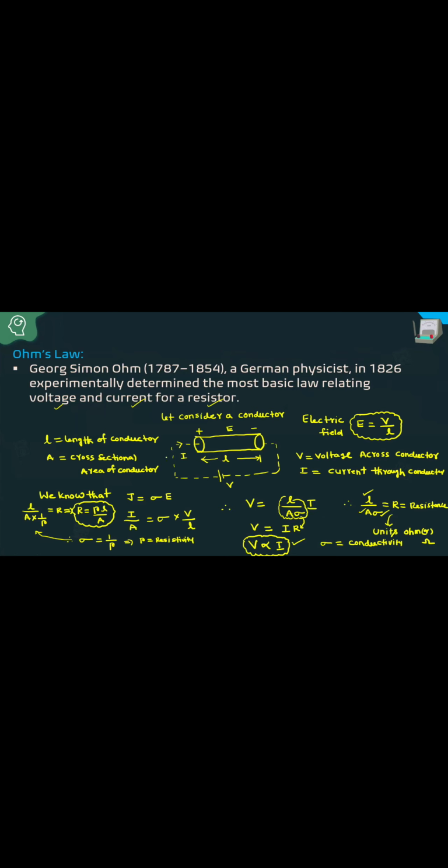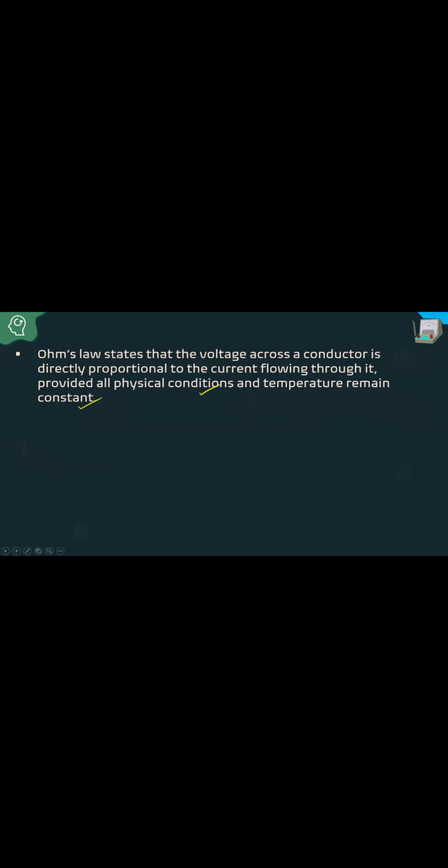Ohm's law states that the voltage across the conductor is directly proportional to the current flowing through it, provided that all physical conditions and temperature remain constant. L is constant, sigma is constant, A is constant, temperature is constant. Provided that all these conditions are constant, then V is proportional to I. It is very important. Therefore, according to Ohm's law, V equal to IR.